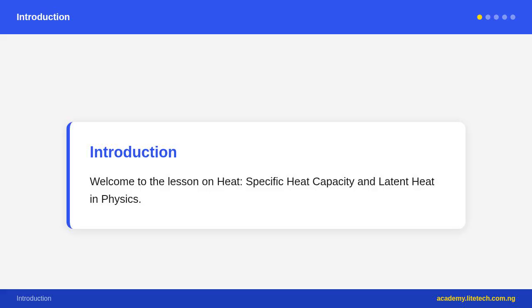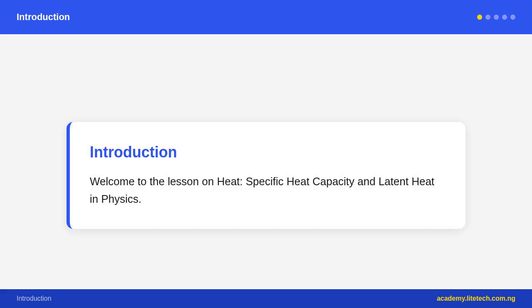By the end of this lesson, you will be able to define specific heat capacity, solve numerical problems involving heat transfer, distinguish between sensible heat and latent heat, and apply the formula Q equals mc delta T with confidence. Nigeria sits within the tropics, and heat management is crucial in our daily lives, in cooking, in industries, and in understanding our climate. Let us begin.